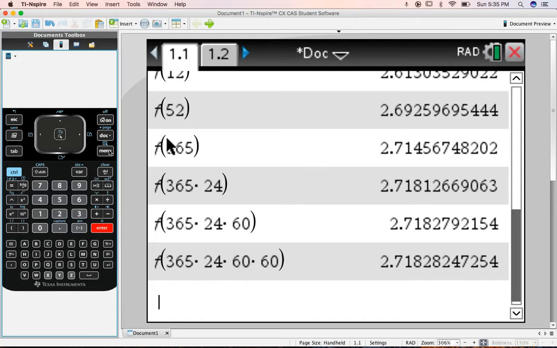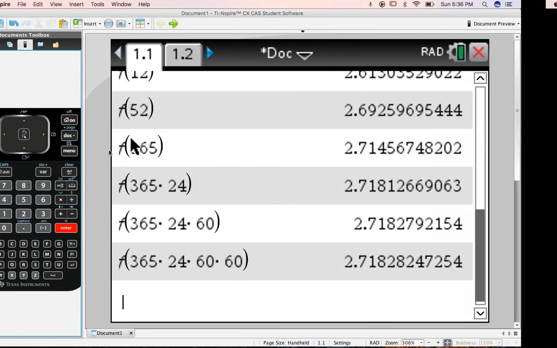But you see that it's getting closer and closer. It keeps going 2.71812, 2.71827, 2.71828, and you guessed it. What this is actually doing is approaching Euler's number of 2.718281828459045, and so on and so forth. That irrational number that we spoke about in the previous video.